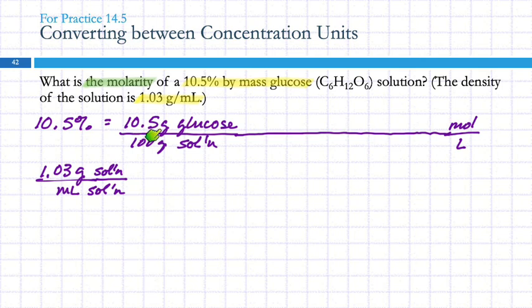I'm going to take 10.5 grams of glucose and convert that to moles of glucose. Well, that's doable, right? I can do that in one step. Molar mass. They gave us a formula. We can figure that out. And then I want to convert 100 grams of the solution into liters of solution. So this is moles of glucose per liter of solution.